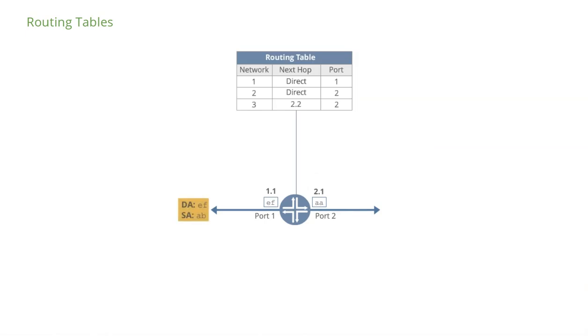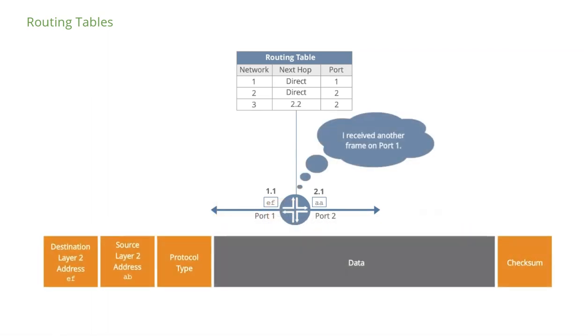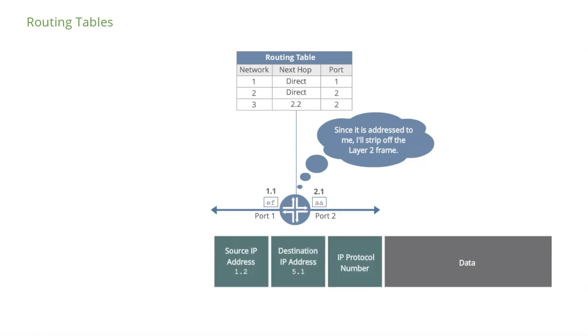What if the router receives a packet destined for a network not in its routing table? Here, we see that the router has received another frame on port 1. Since the frame is addressed to the router, it strips off the Layer 2 frame. In this case, the destination address is in Network 5, but there is no entry for Network 5 in the routing table. If the router does not have a route for a destination network number, it will drop the packet and might send an error message to the sending PC.